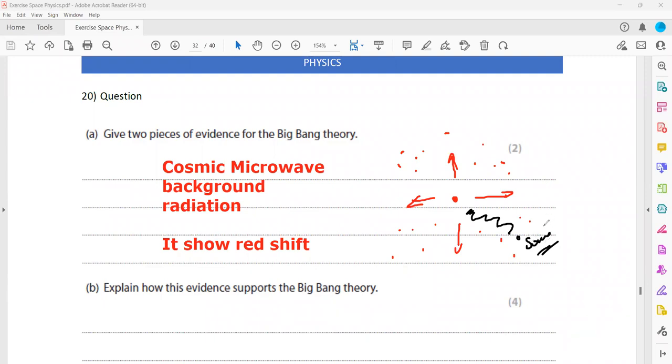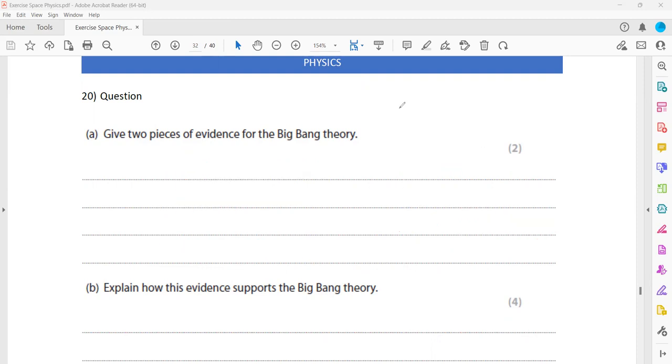So what is emitted from the source and what we receive is a longer wavelength as compared to what was emitted from the source. So it gives an idea that it all started with a big bang, and this is what the Big Bang theory is, that it all started with a point of singularity. How does this evidence support the Big Bang theory?